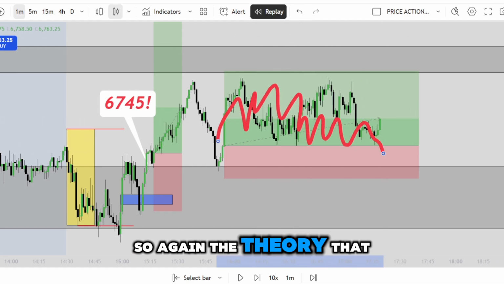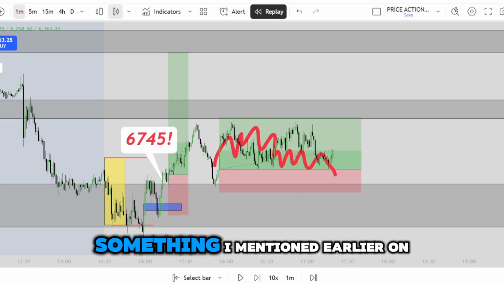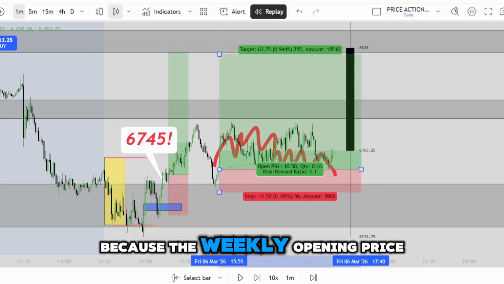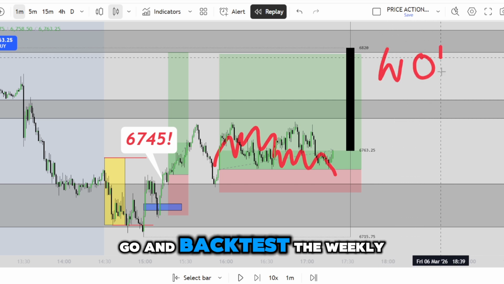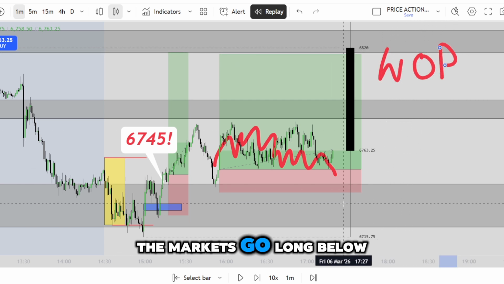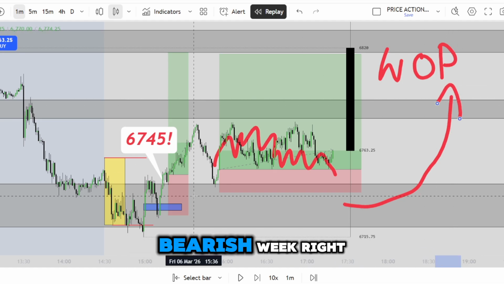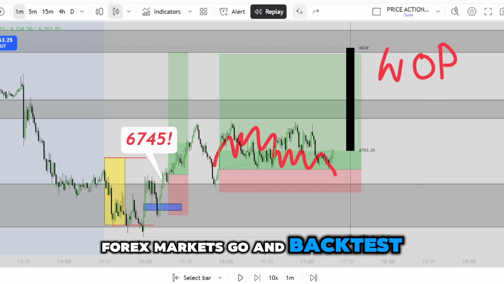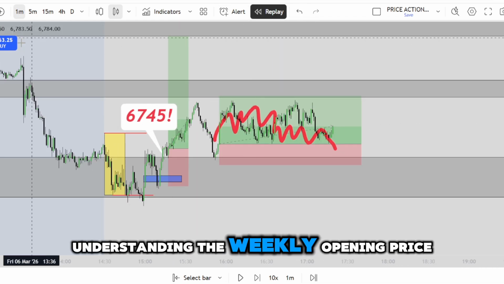So again, the theory that I had upon reflection, if you think about the way that I was trying to trade, something I mentioned earlier on, I wanted price to go all the way up here because the weekly opening price was here. So another thing you can go and back test, right? Go and back test the weekly opening price. The markets go long below the weekly opening price, typically on Friday after a bearish week, right? ES, NQ, even the Forex markets, go and back test this, right? One of the most fundamental things you can do as a trader is understanding the weekly opening price, right?